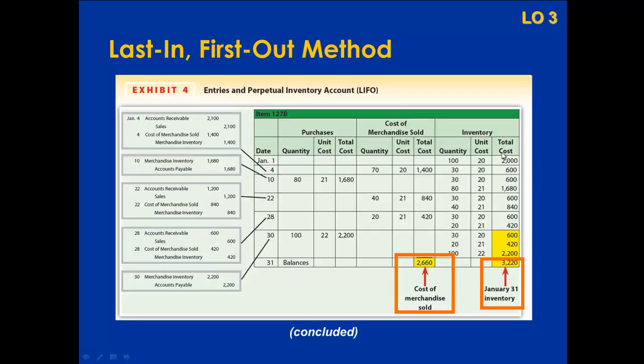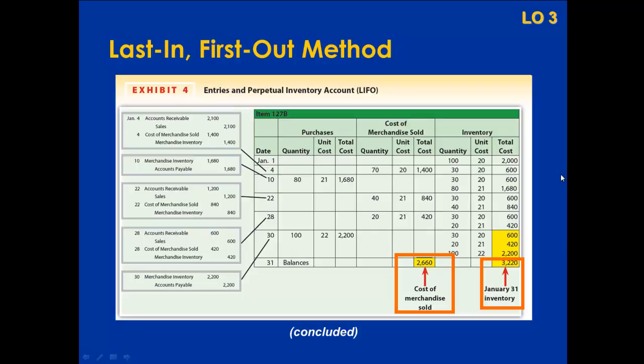Now, we don't add all of these up to come up with our ending inventory amount that should appear on our balance sheet. We simply look at what remains at the end of the period. So we have $600 of these, $420 of these, $2,200 of these, for a total of $3,220. Once again, the total of these two together, 5,880, is equal to this 2,000 beginning amount plus the purchase here plus the purchase there. And notice under LIFO, our cost of merchandise sold is going to be higher than that under FIFO.